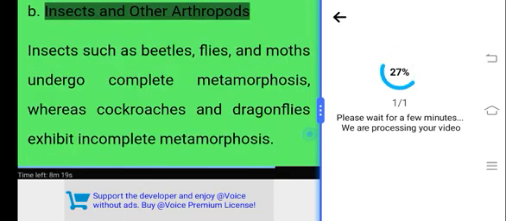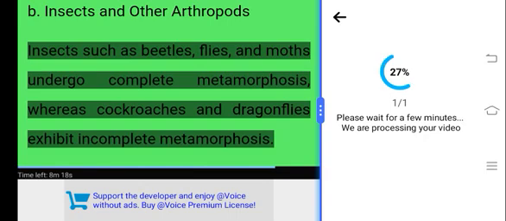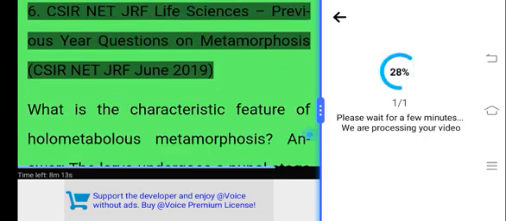B. Insects and other arthropods. Insects such as beetles, flies, and moths undergo complete metamorphosis, whereas cockroaches and dragonflies exhibit incomplete metamorphosis. 6. CSIR NET JRF Life Sciences. Previous year questions on metamorphosis.